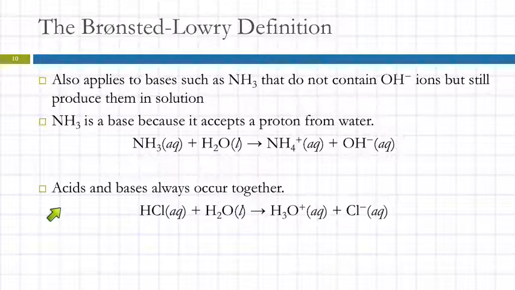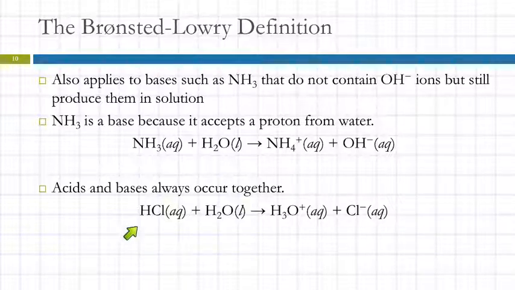What we find is that acids and bases always occur together, because if something's going to donate a proton, there has to be something to accept the proton. And in order to be a base and accept a proton, there has to be someone to donate it, right? If there's no one to donate a proton, you can't be a base. You can't accept a proton.